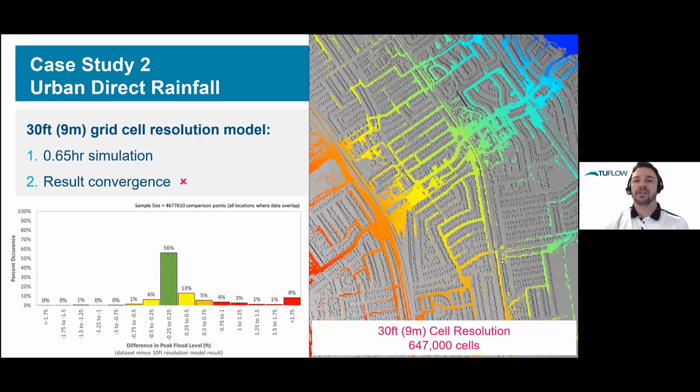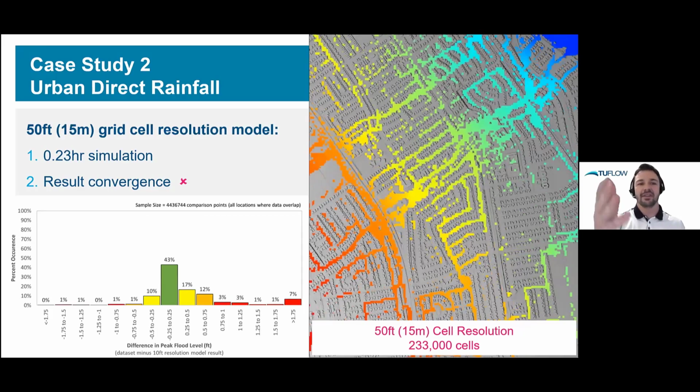Here we have the 9 meter result. Looking at the image on the right, it doesn't look dissimilar to the earlier ones. That being said, when you actually do an analysis of these results versus the finer resolution, we're only getting around 55, 56% correlation with those finer, more accurate results. And I'd go so far as to say that these results don't converge. So this is not a simulation resolution I'd be using in my modeling.